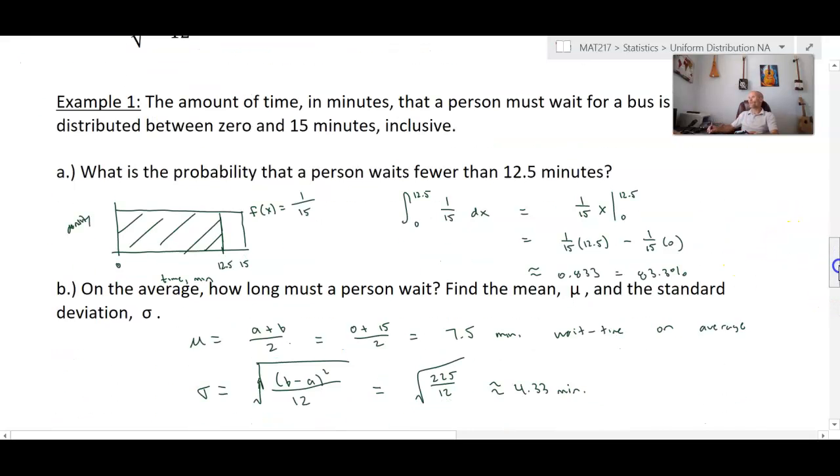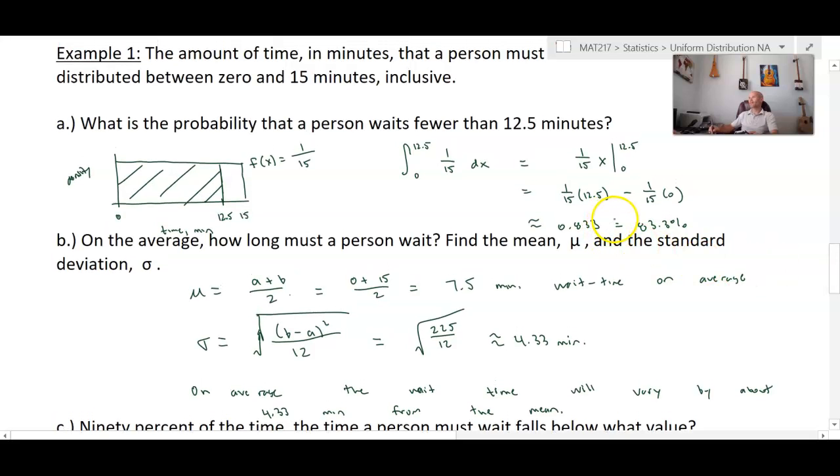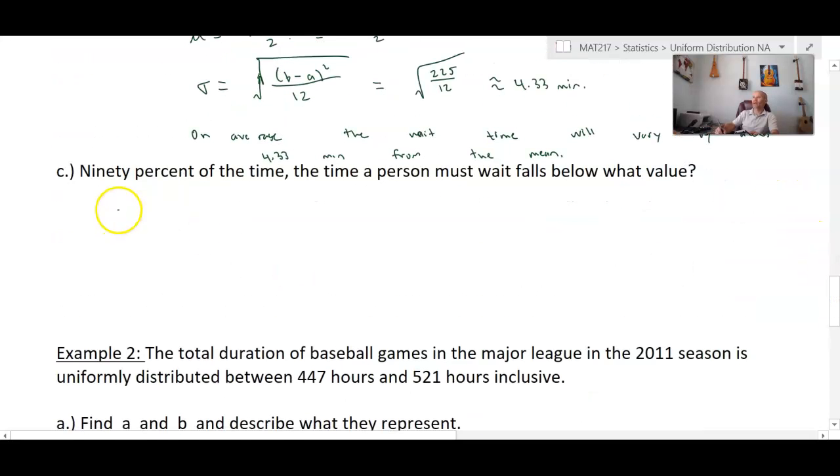Well, we know that 83.3% of the time, wait time is going to be 12.5 minutes, but we want to know 90% of the time, what is that? In other words, what would this line right here be? What would this value of x be, such that the area to the left of it is 0.9? So we're kind of asking this question in reverse.